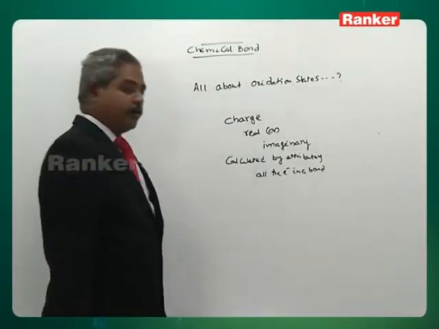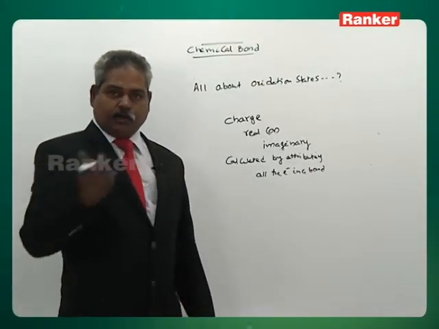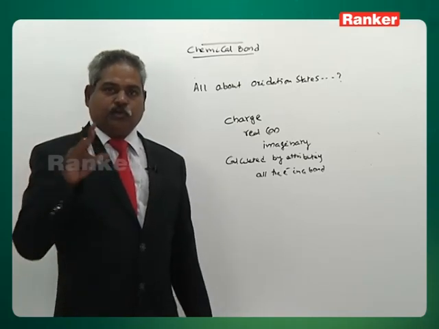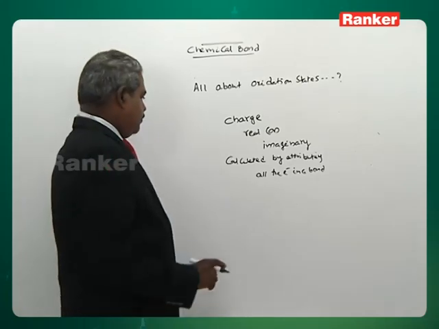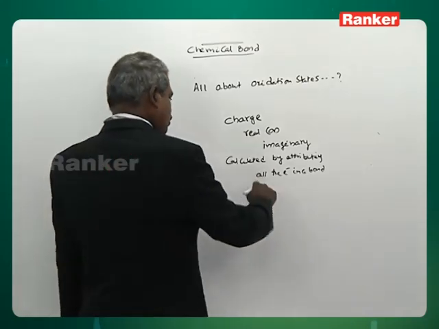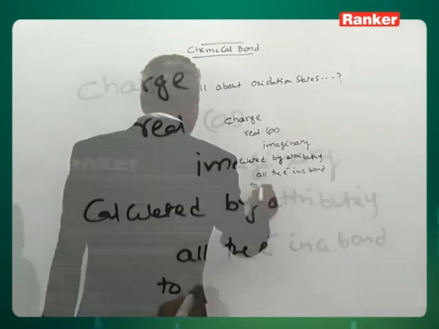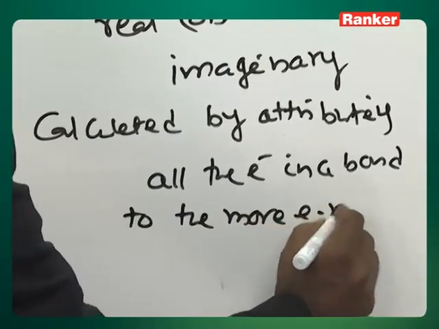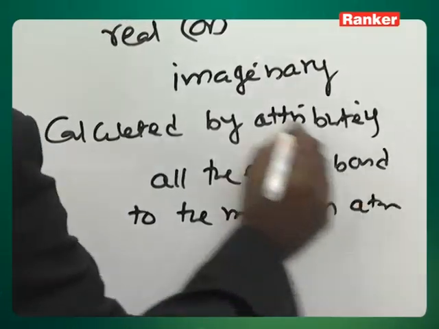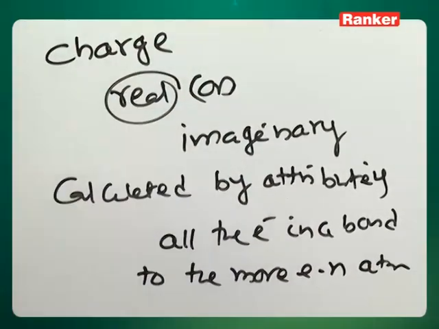All the electrons in a bond, whether they belong to the other atom or this atom. In HCl, there are 2 electrons, one of them belongs to H, but still we attribute all the electrons in a bond to the more electronegative atom. More electronegative atom. So why did I say real or imaginary?